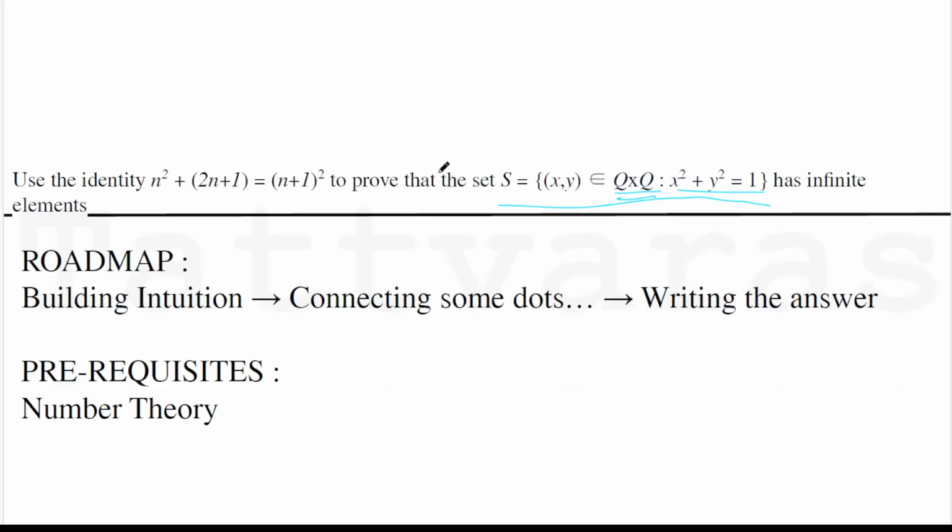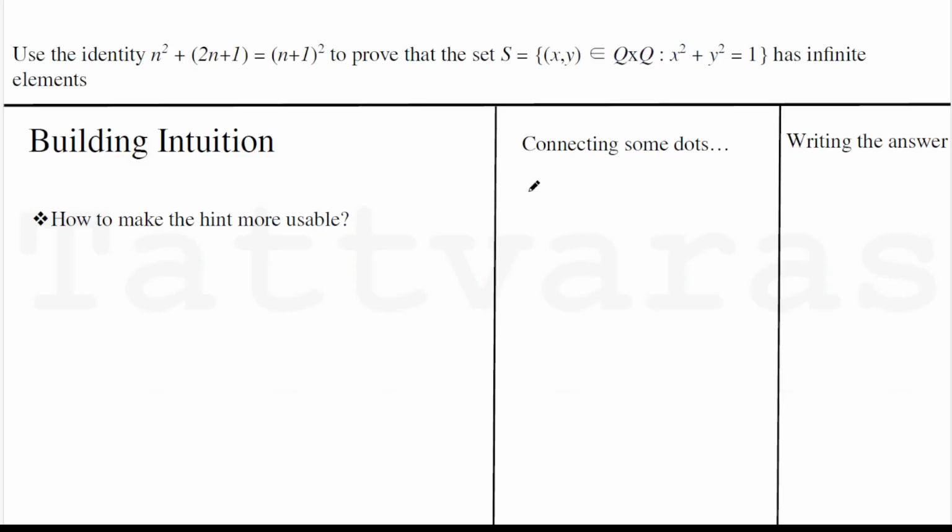When rational numbers show up and you have a hint, something like this, completion of whole squares and whatnot, it directs towards number theory. So let's get started. Before even connecting the dots, we have to build some intuition. And in this case, it's going to be how to use this hint, how to make this hint more usable.